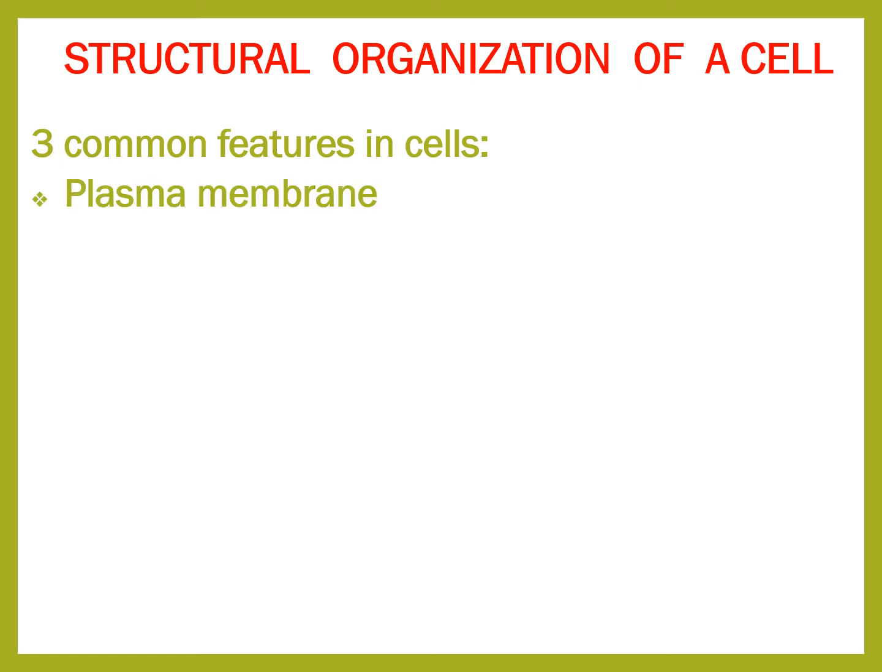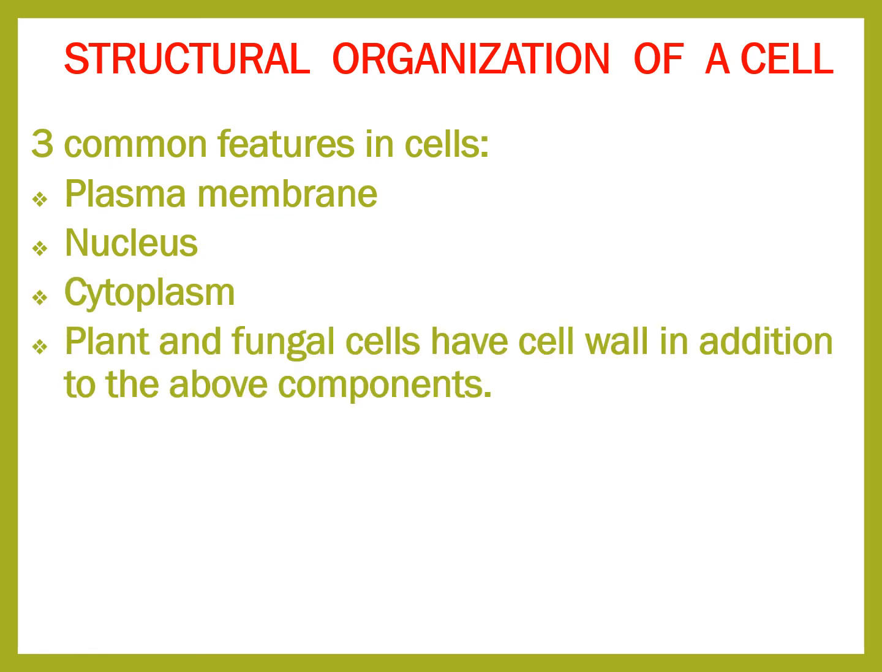Structural organization of a cell. There are three common features in a cell. 1. Plasma membrane. 2. Nucleus. 3. Cytoplasm. And in plant and fungal cells, they have a cell wall in addition to the above components.